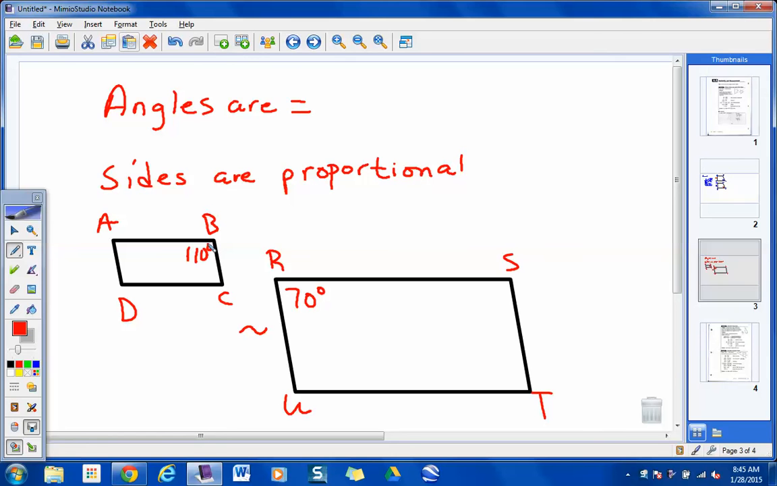I'm going to tell you right here that A to D is 7. I'm going to tell you that the distance from R to U is 21. I will also tell you that the distance from R to S up here is going to be 33. Okay. Change the colors and see if we can't figure some stuff out.